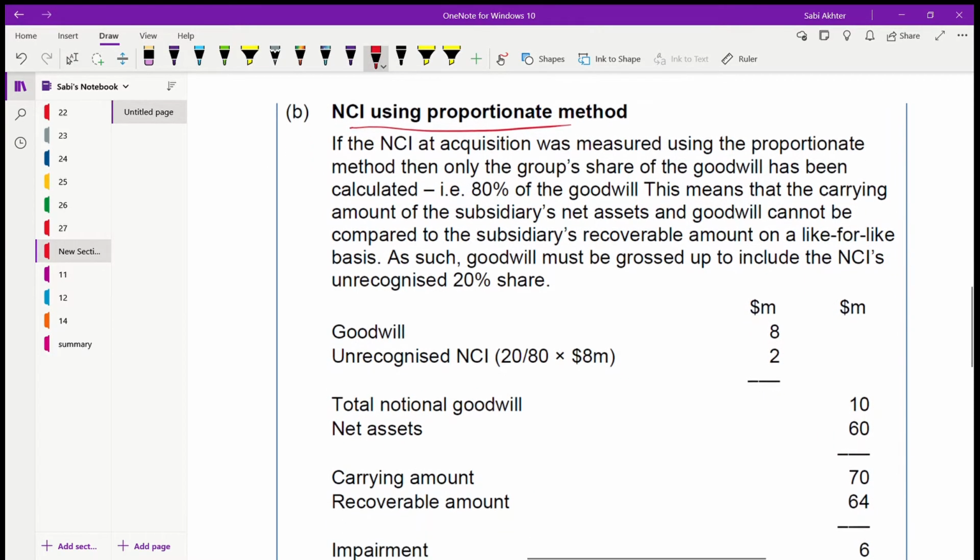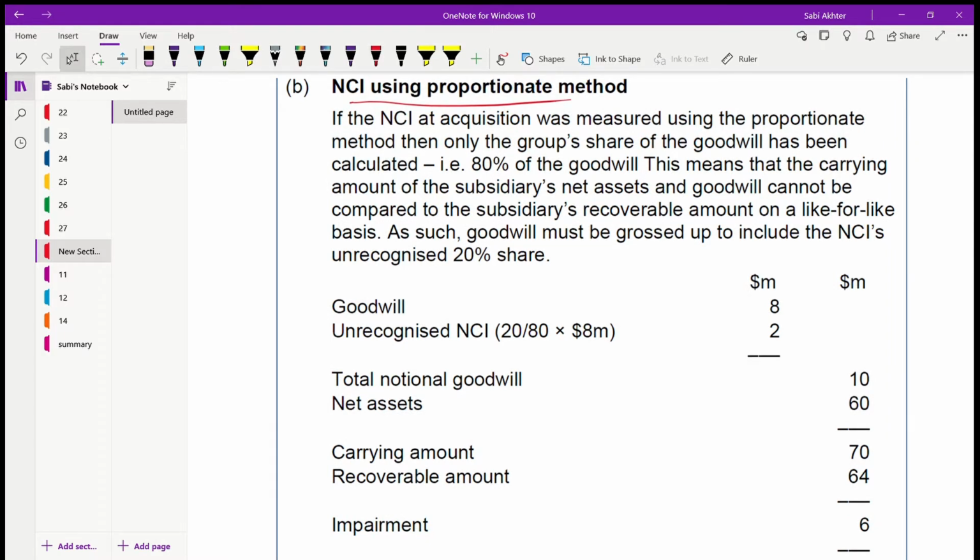Then we have to take the notional goodwill. Remember, this 8 is not the full fair goodwill, so we have to take the notional. How are we taking notional? On this 8 million, whenever we have to gross it up, it's 20 over 80. Remember this percentage. Why? Whatever is the NCI percentage, it is 20 over the balance, 100 minus 20, 80, not 20 over 100.